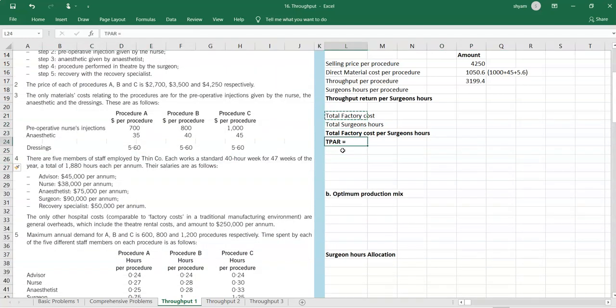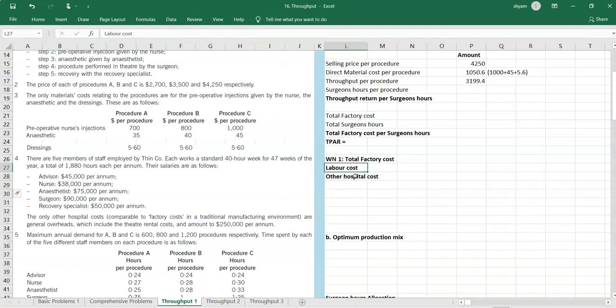So he has given the total factory cost not directly, but indirectly. So we can work it out as a working note 1. Why is it? Because there is a labor cost and there is also other hospital cost. Two things are there.